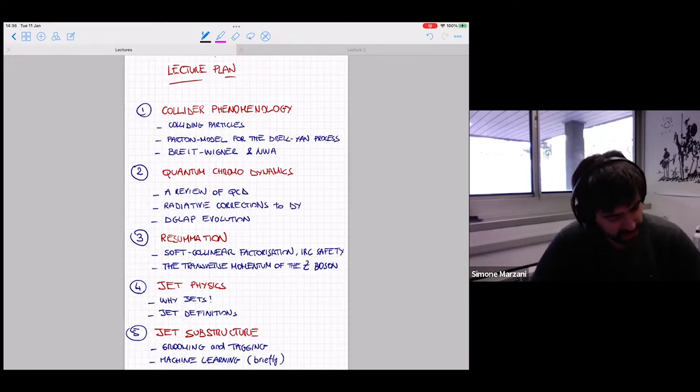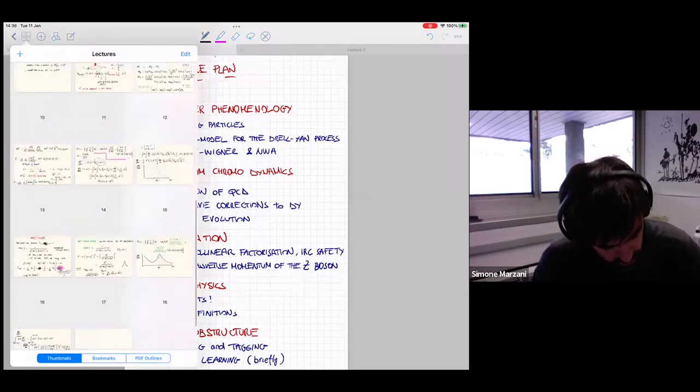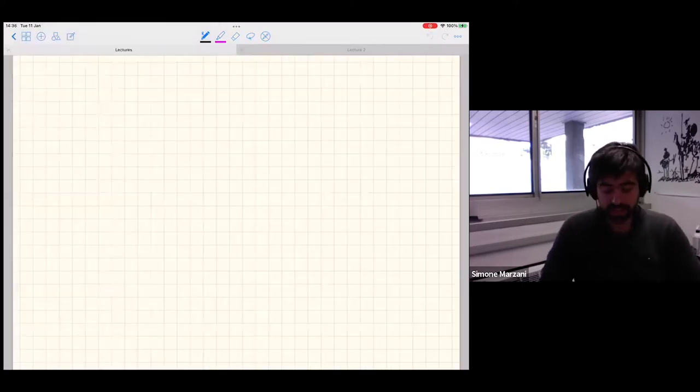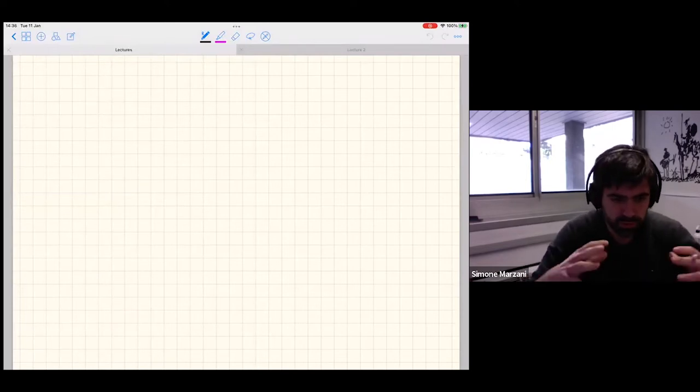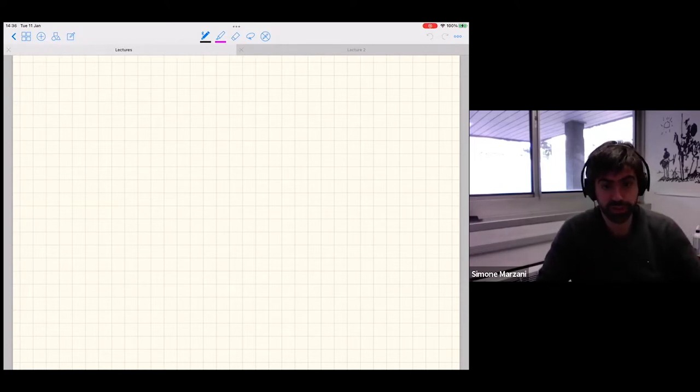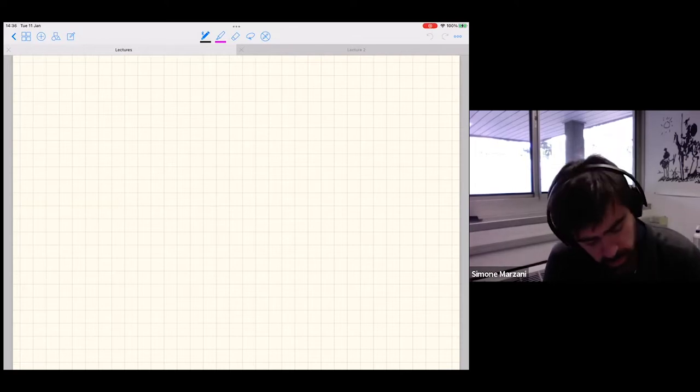Then if I have time, and I don't think I will today, but that's not a big problem because we can talk about it tomorrow, I will discuss important equations in QCD, which are called the Dokshitzer-Gribov-Lipatov-Altarelli-Parisi equations. And again, in the same spirit as yesterday, I won't do a complete calculation, but I'll try to sketch what the essential points are.